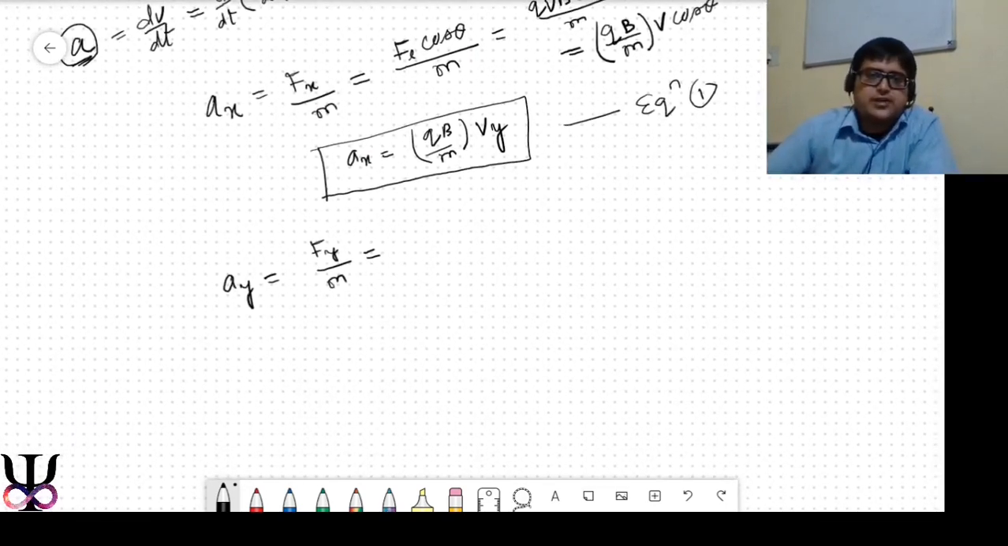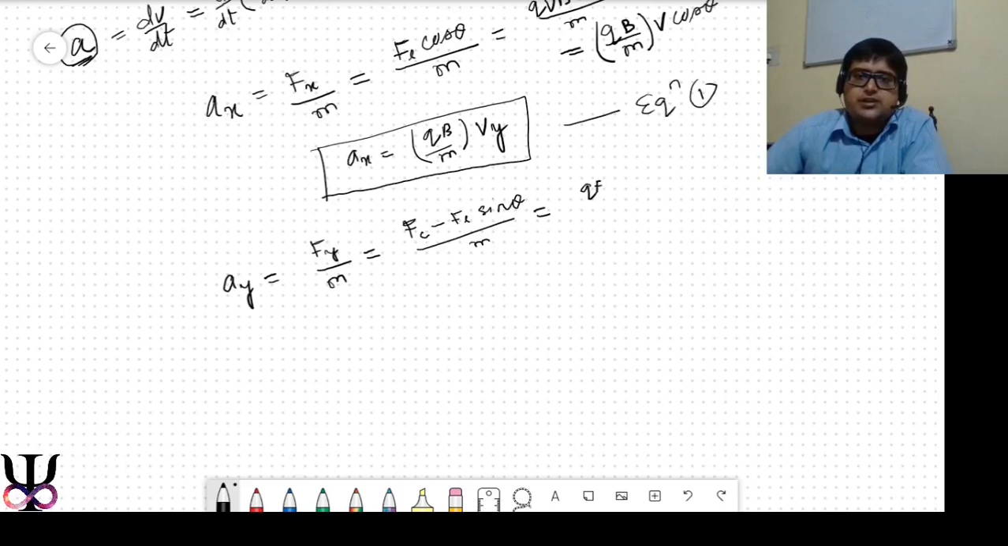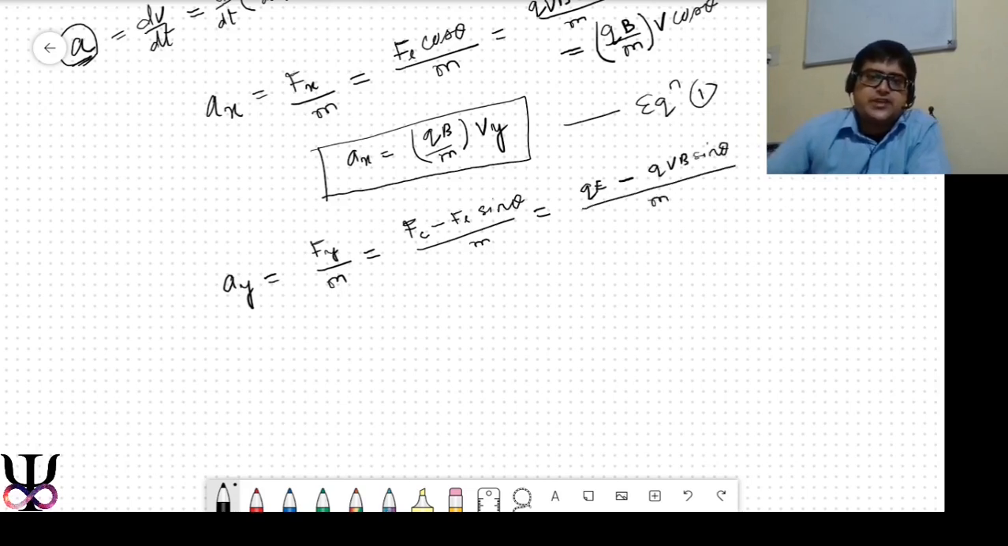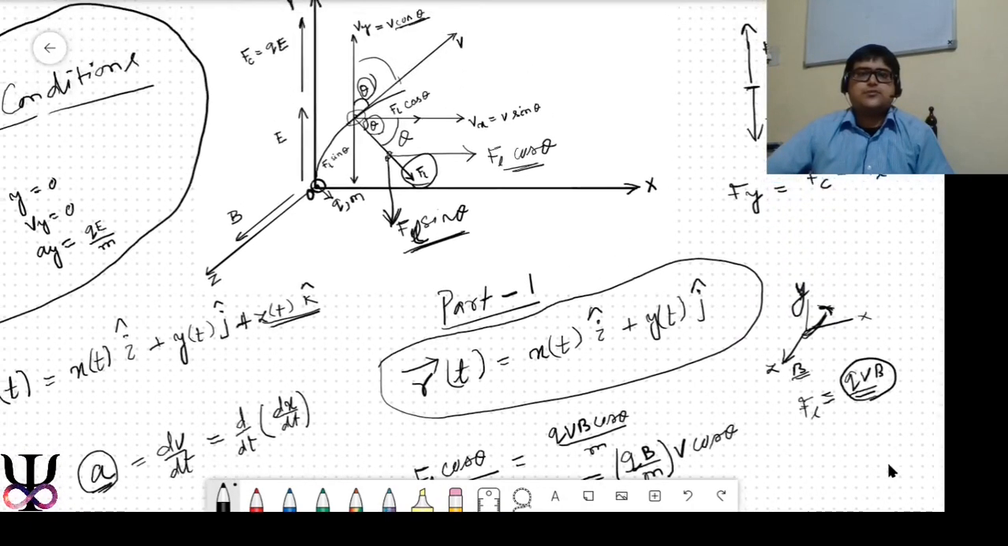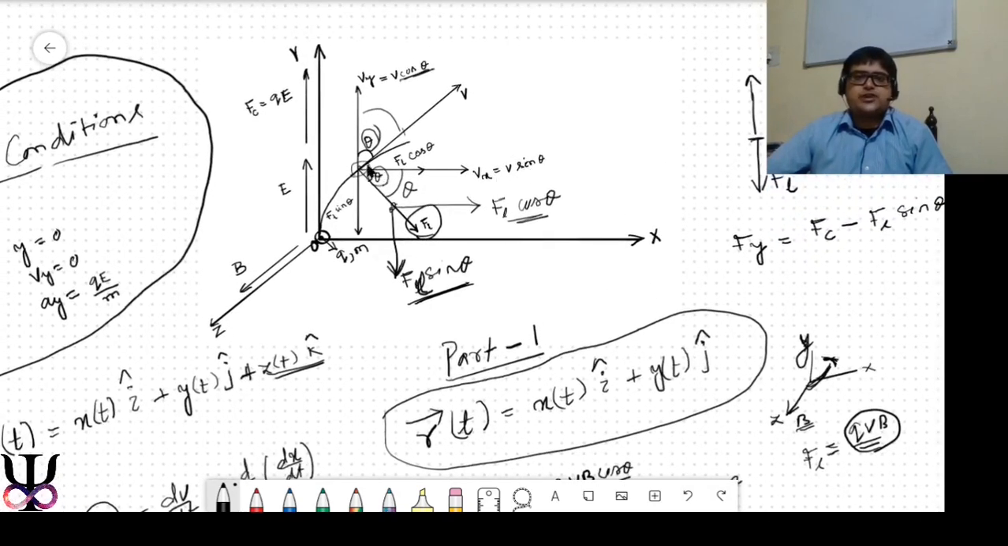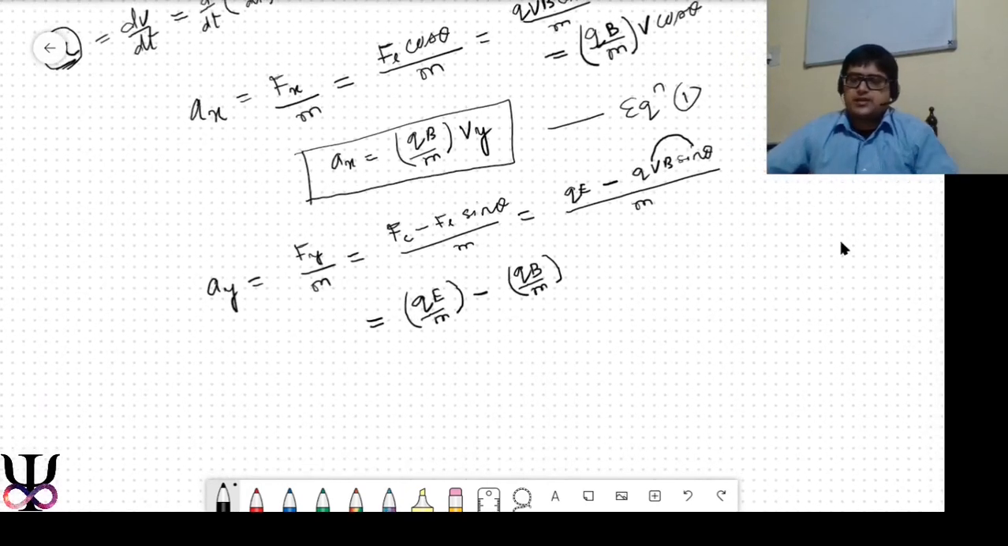So let's come back here and write it down. Fy is Fc minus Fl sine theta upon m. Again, Fc is something we already know, which is q times E, minus Fl, which is q v B sine theta, upon m. And this we can further sort out as qE upon m minus qB upon m, and then v sine theta. We know v sine theta is the x component of velocity, as we found here. This is the x component of velocity at this particular point. That's vx, vx is v sine theta. So let's go back and write vx here.